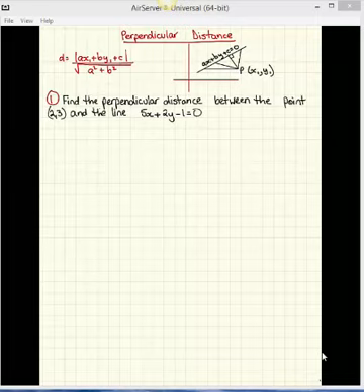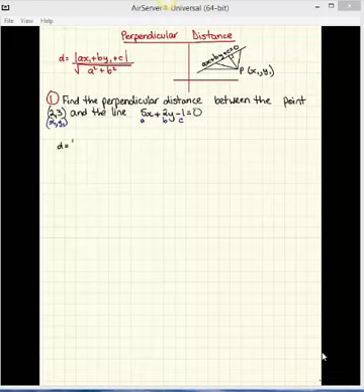Alright, so you can see the question we have here. We need to find the perpendicular distance between the point 2, 3 and the line 5x plus 2y minus 1 is equal to 0. So 2, 3 is our x1, y1. And for the line 5x plus 2y minus 1, a is 5, b is 2, and c is negative 1. So we're going to substitute them straight into our formula.